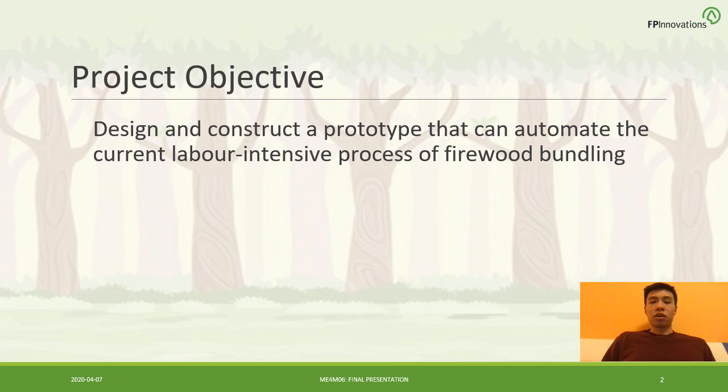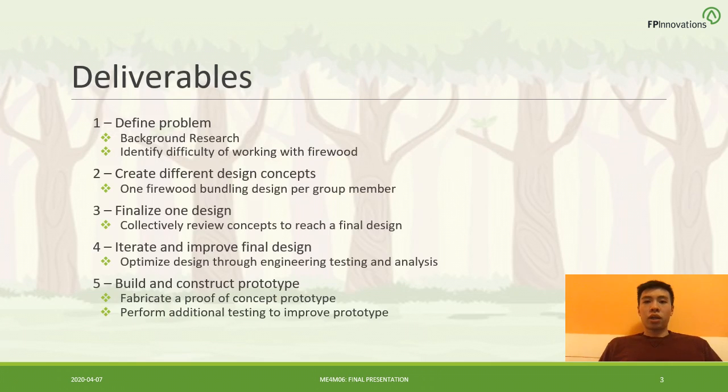The main objective of this project was to design and construct a prototype that has the ability of automating the firewood bundling process. Current firewood bundling processes are very labor intensive, and by automating this process, we will be removing the manual labor involved. Here's a list of our project deliverables.